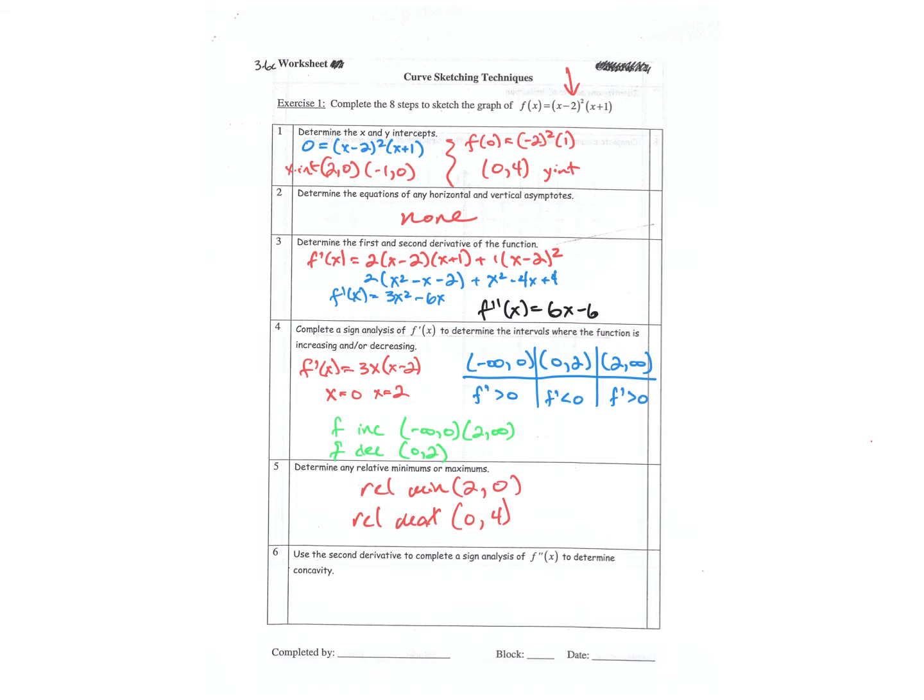I have my second derivative. So what am I going to do to it? I'm going to set it equal to 0. Can I factor anything out? I could factor out a 6. So what do I get? 6 times x minus 1. I'm going to set that equal to 0, and so I get x equals 1.